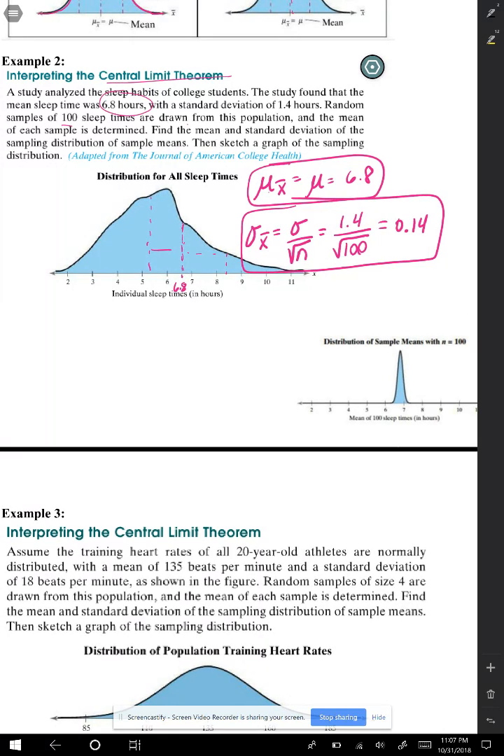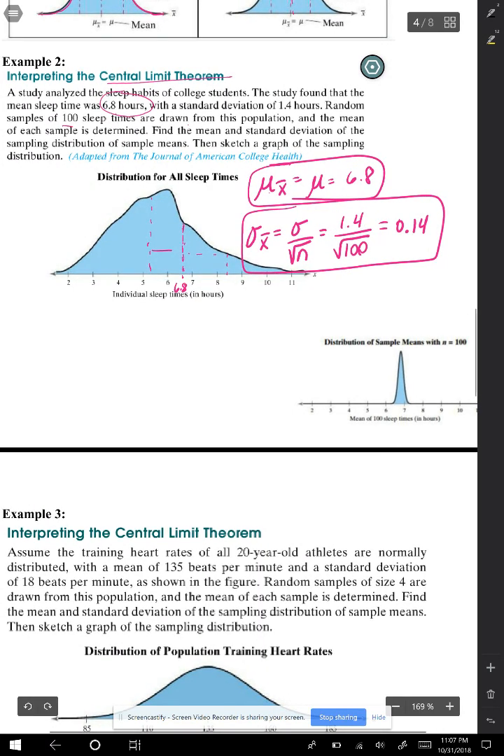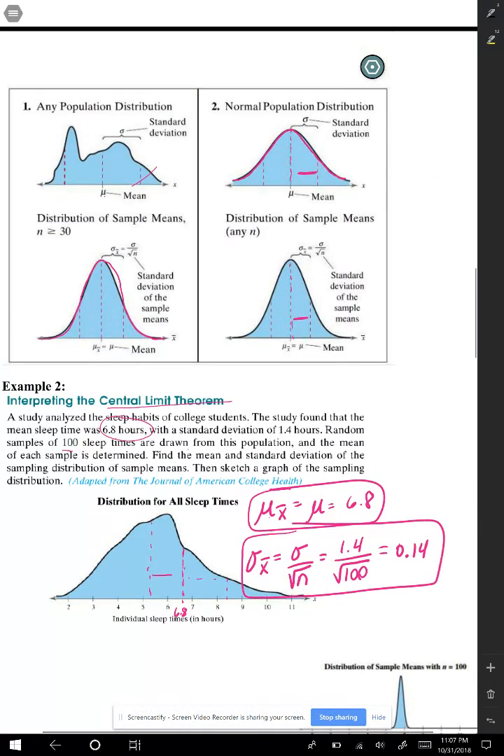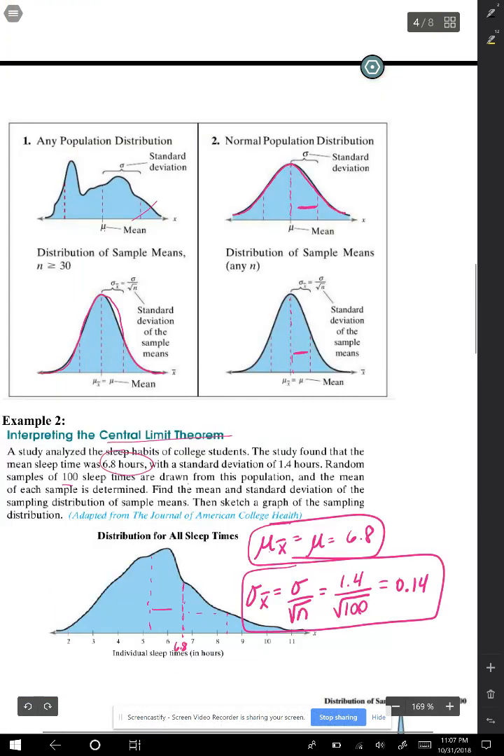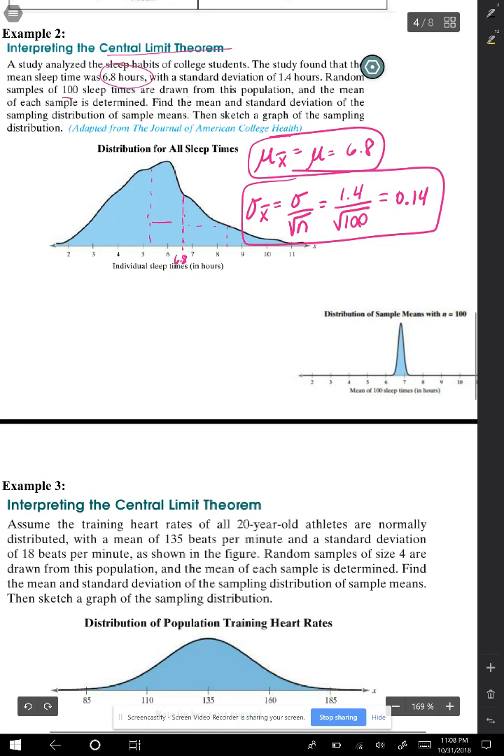Okay, and then you'll look down here. I put this graphic in just for you to see that when you create the sampling distribution of the sample means, you can see they are normally distributed, but you can also see that everything's very close together. It's very narrow. And that was one of the things that it talked about. The distribution becomes less and less spread out as the sample size increases. So if I have a sample size of 100, that's why these values are not spread out very much. They become less and less spread out.